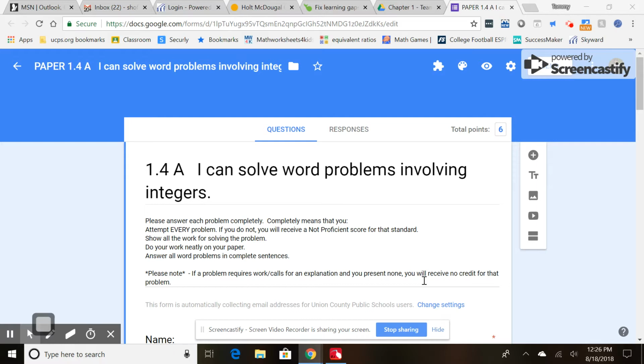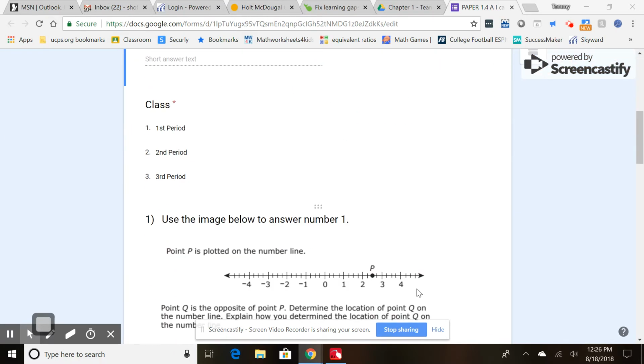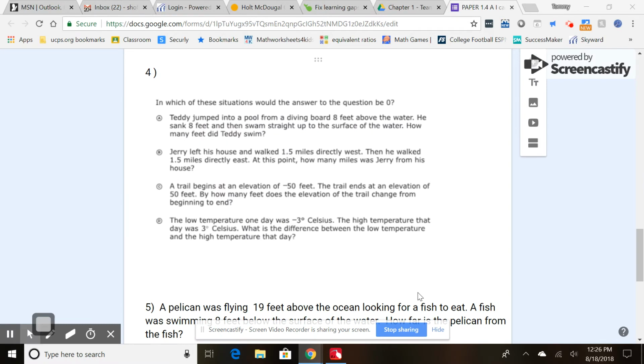Today we're going to be discussing 1.4. I can solve word problems involving integers, and we're going to be talking about question number 4. Question number 4 says, in which of these situations would the answer to the question be 0? So we're looking for some zero pairs here.